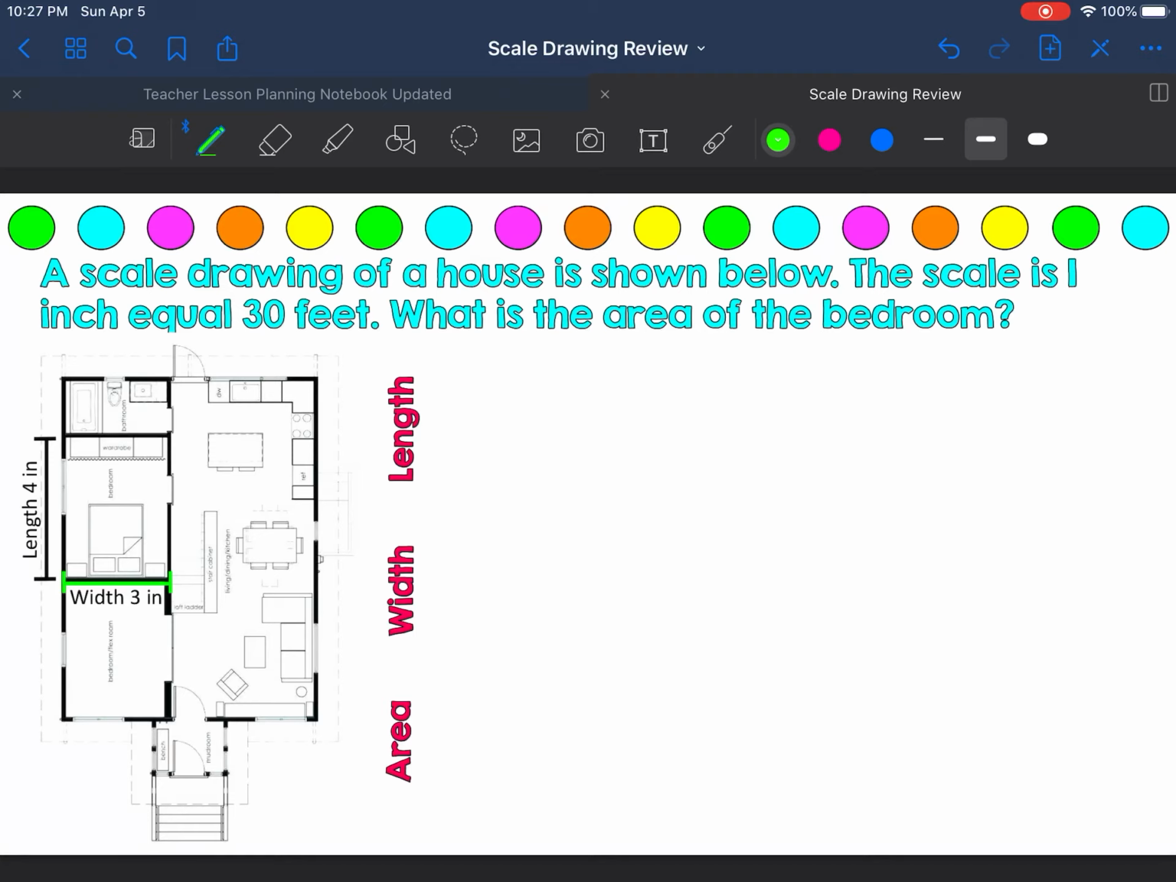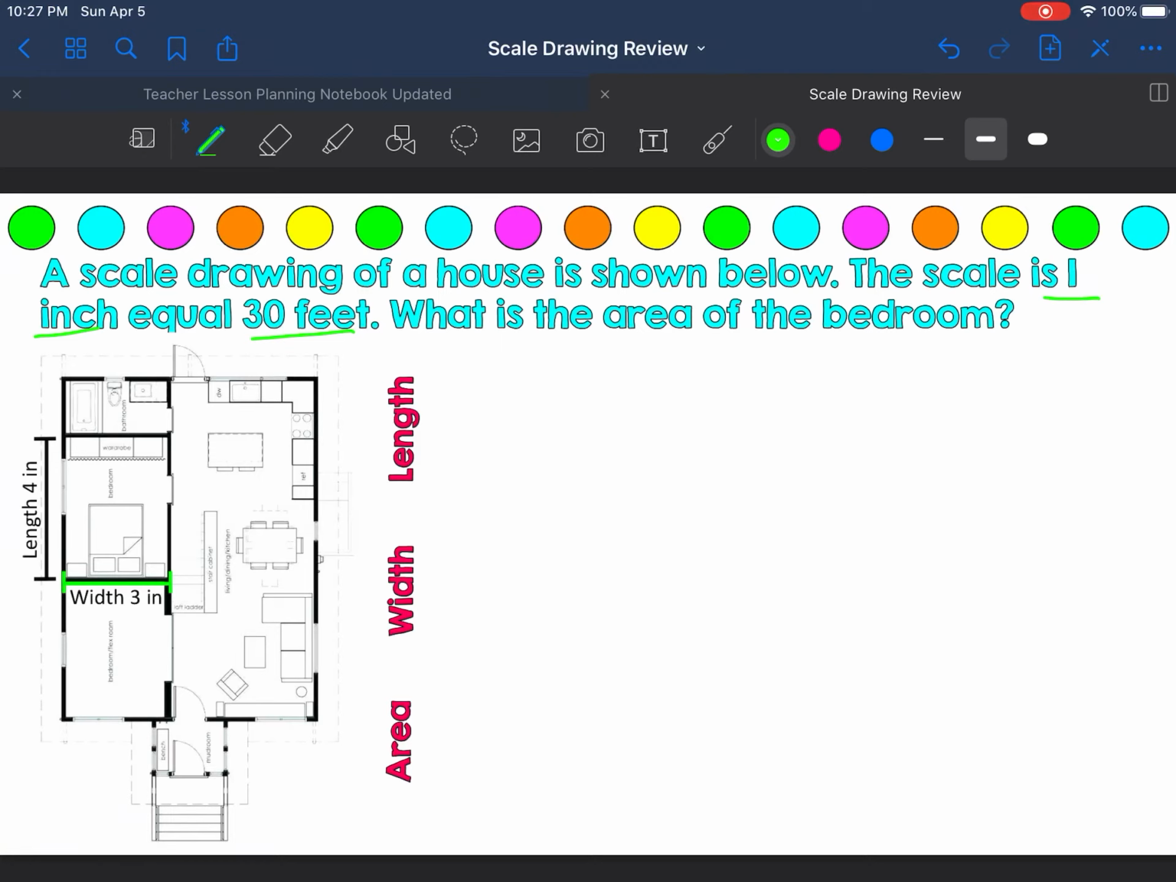Okay, so let's take a look at one final. So I have this scale drawing. You'll see the scale drawing again in your practice. It says a scale drawing of a house is shown below. The scale is 1 inch equals 30 feet. What is the area of the bedroom? Okay, so it tells me down here the width of my bedroom is 3 inches and the length is 4 inches.